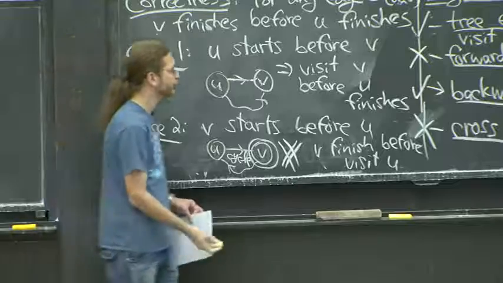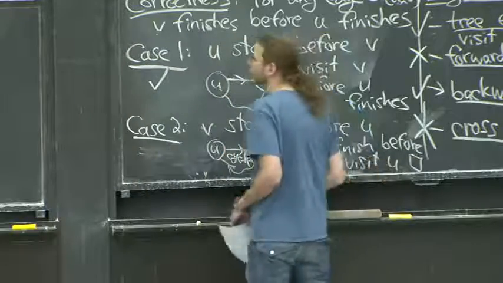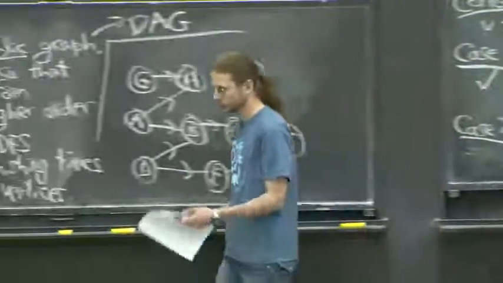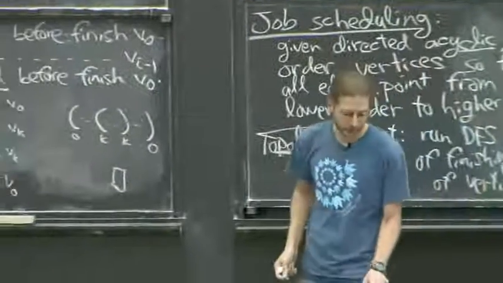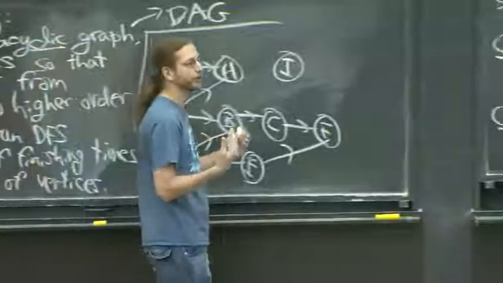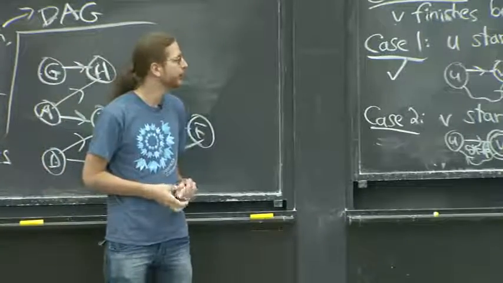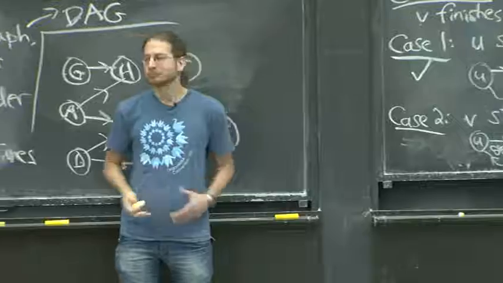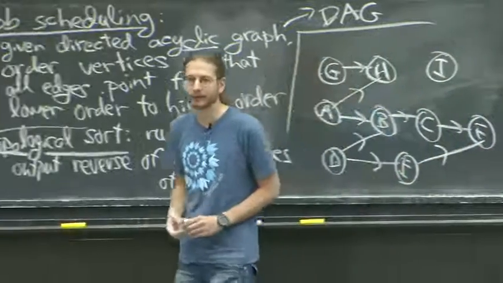So that's actually the proof that topological sort gives you a valid job schedule. And there are even more things you can do with DFS. We'll see some in recitation, and there's more in the textbook. But it's a simple algorithm, and you can do a lot of nifty things with it. Very fast, linear time.